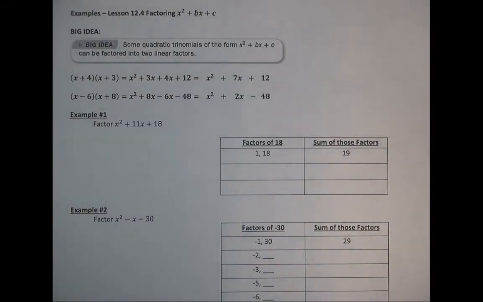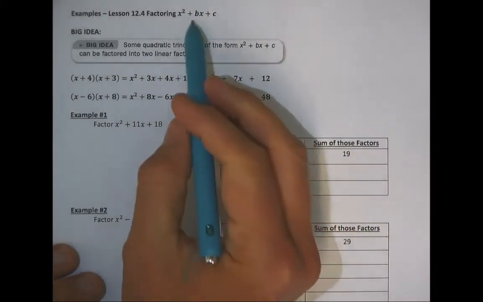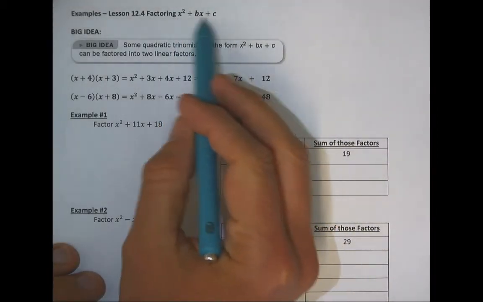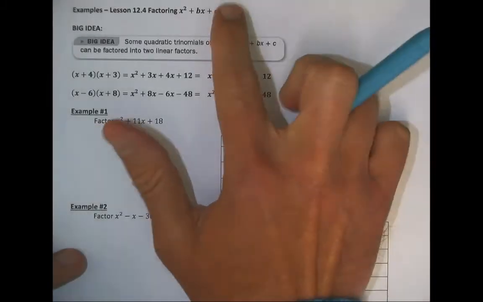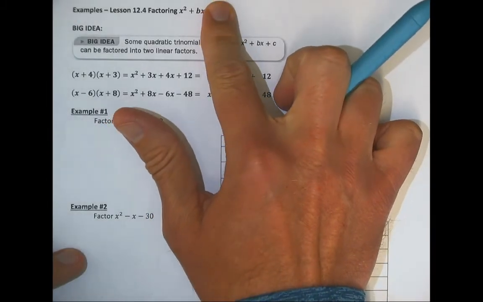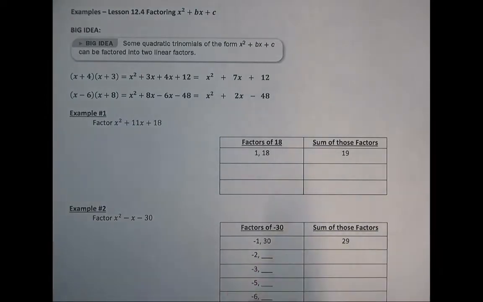This is lesson 12.4. We are going to be factoring equations that are in this form, so a trinomial. And they may be an equation or they may be an expression, but we're going to be factoring those out. So we've talked about factoring, but we've really only looked at things that could all be factored out at once.